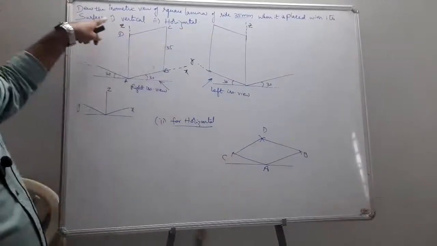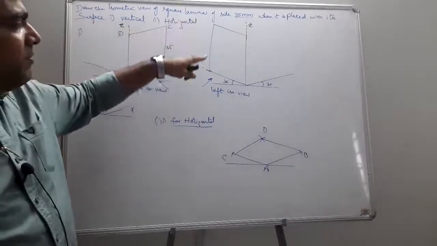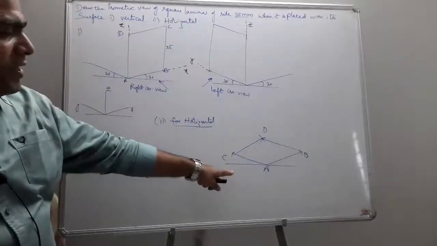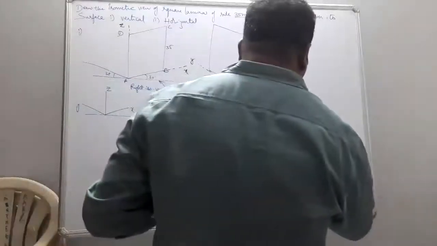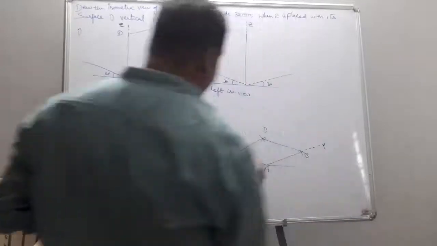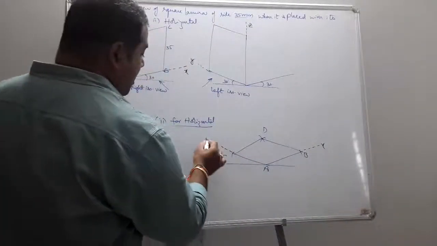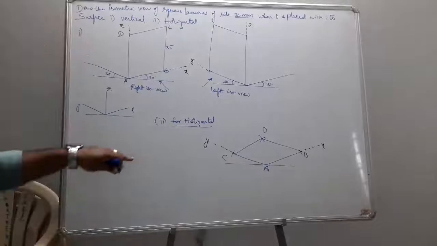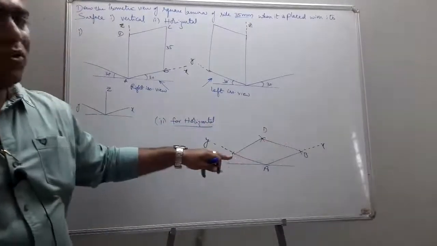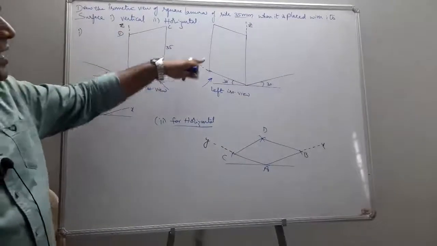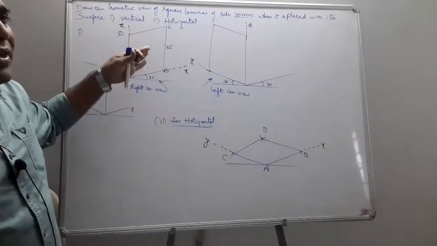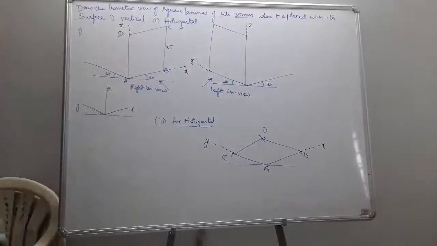When your isometric view is going to be drawn for a square lamina, here it is vertical condition, here is horizontal condition. Now what are the axes which are considered here? The axes are x, y. So when you consider your x, y axis only, you will obtain your surface horizontal. When you consider x and z or y and z, you obtain your plane surface vertical. Okay, students, is it clear?